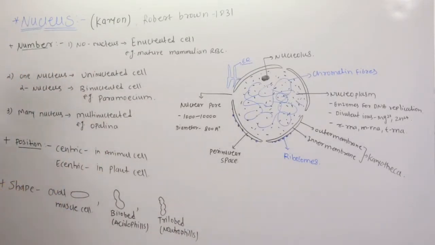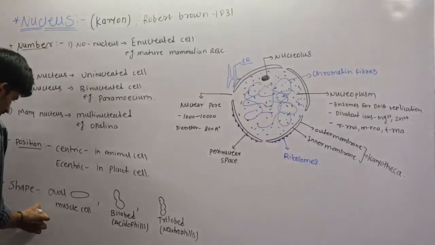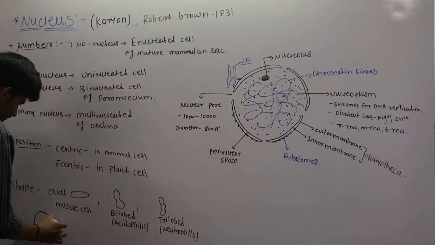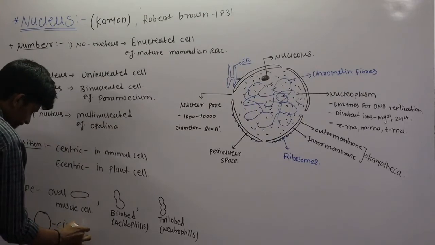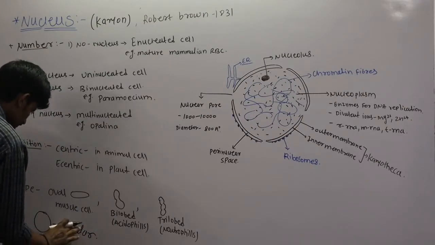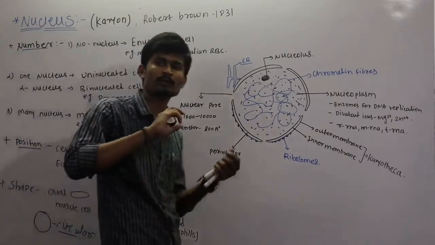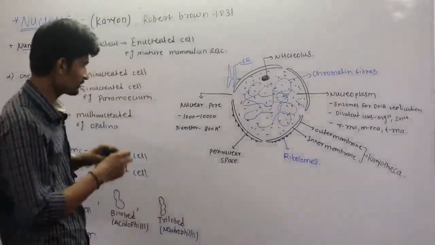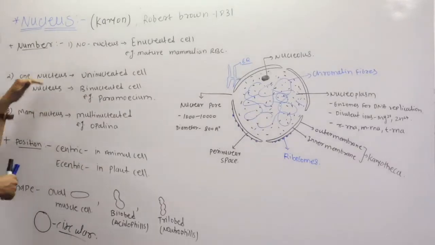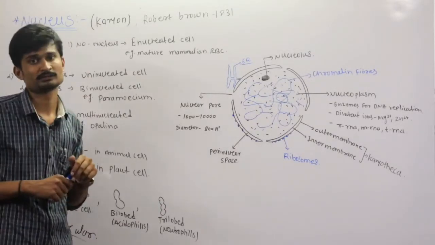And the most common shape is the circular shape, which is present in almost all the body cells. So this is some basic information about the nucleus.